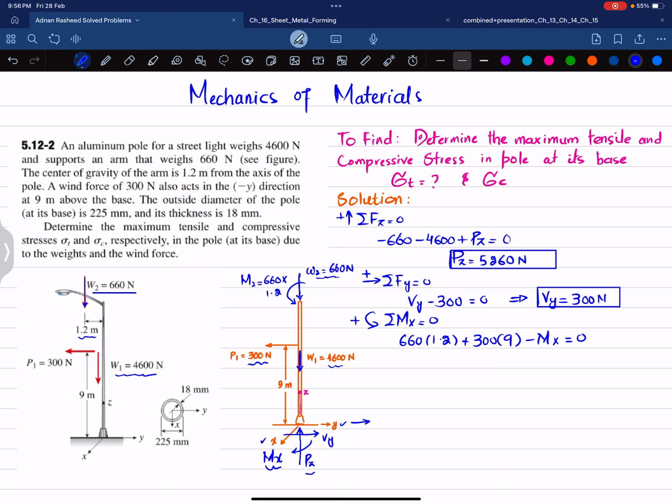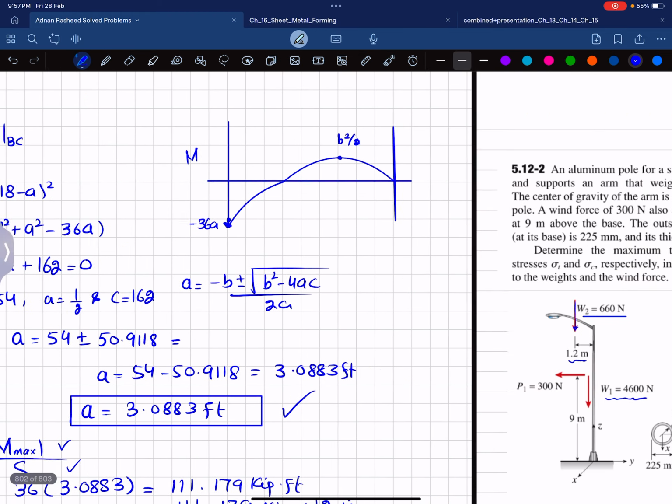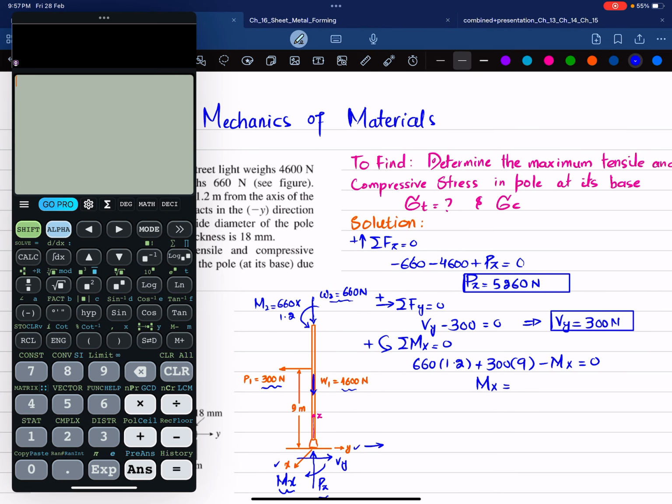When you solve this, Mx will be equal to, let me calculate, 660 multiplied by 1.2 is 792, plus 300 multiplied by 9 is 2700. So 2700 plus 792 makes the moment about the x-axis 3492, and the unit will be Newton meter.